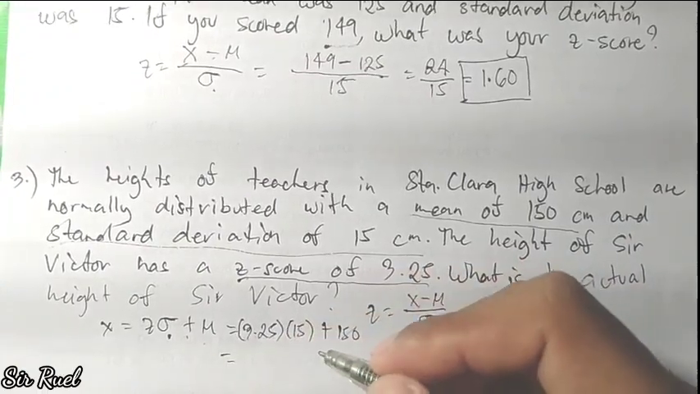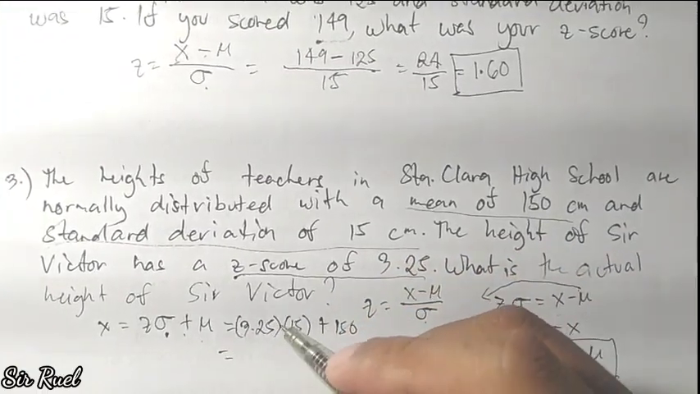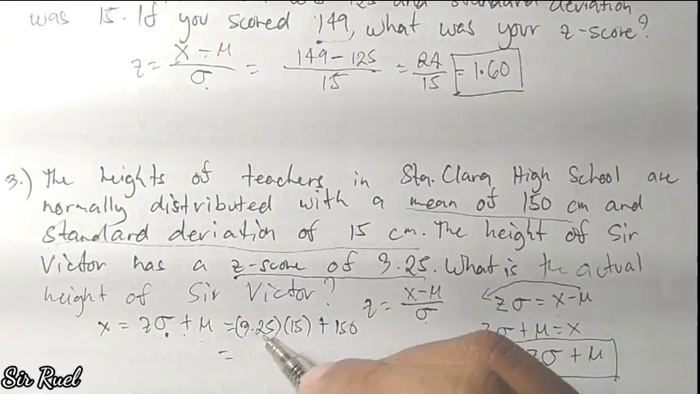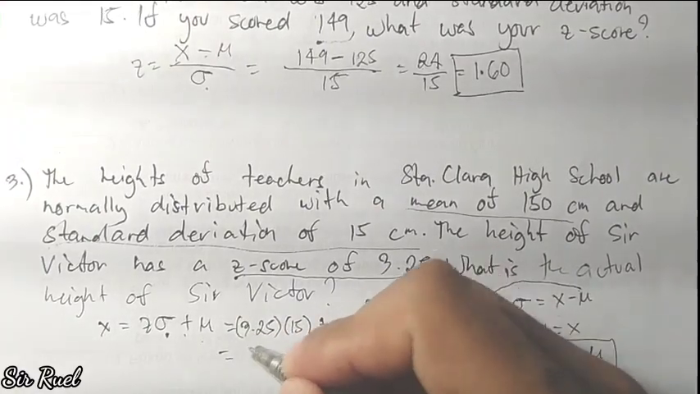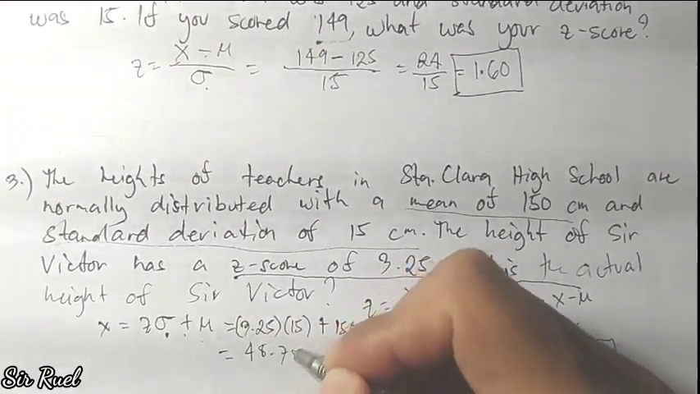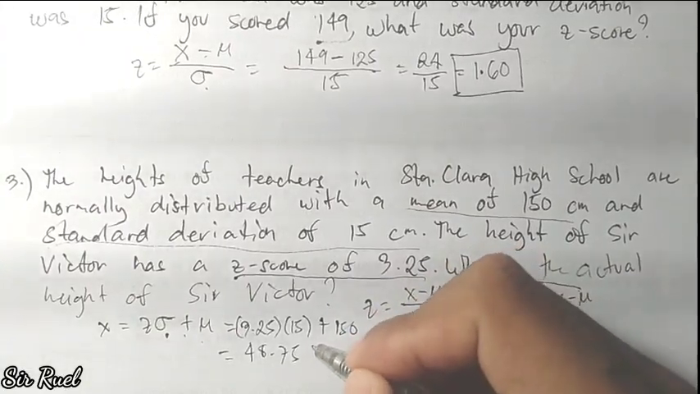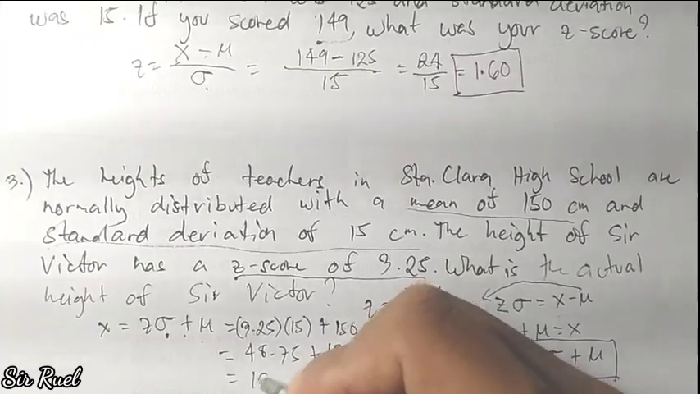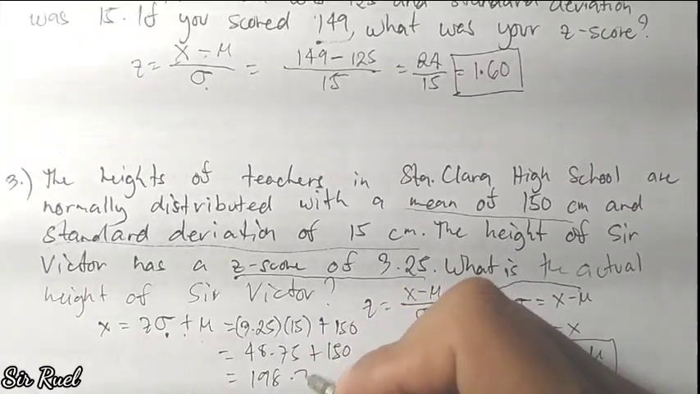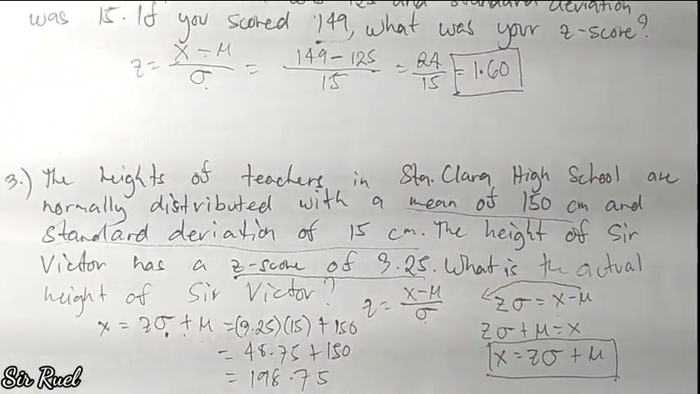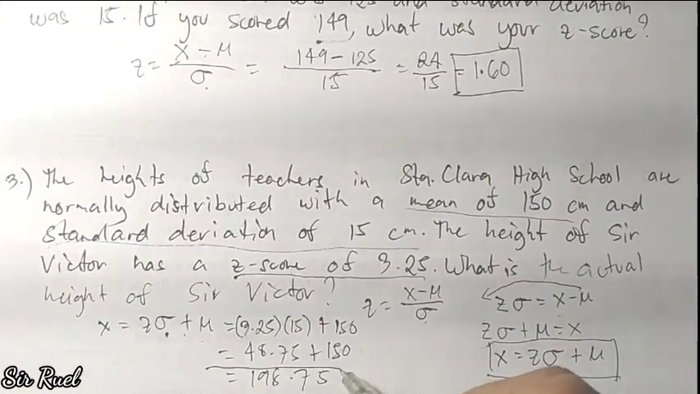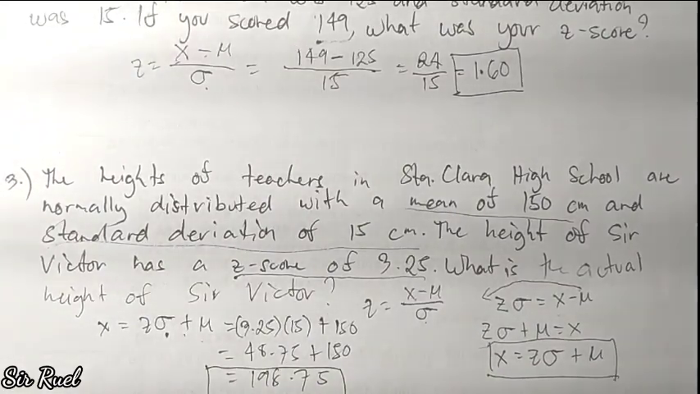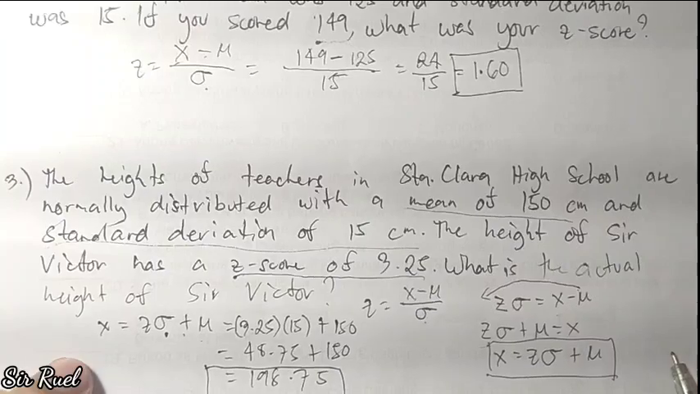Next we will simplify. So 3.25 times 15 is 48.75. Plus 150 is equal to 198.75. So ito yung actual height ni Sir Victor. Okay, so another example tayo.